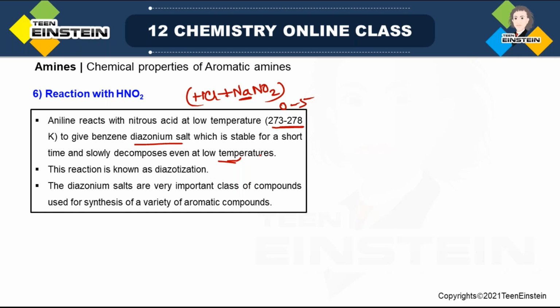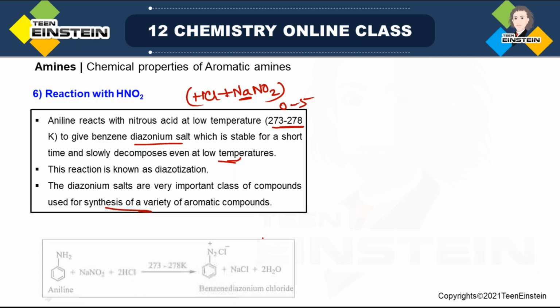Now this diazonium salt, though it is unstable, you cannot consider it as a final product. But remember, this diazonium salt can be the source of so many other varieties of aromatic compounds. So that is why it is so important. These diazonium salts are a very important class of compounds that are used for the synthesis of a variety of aromatic compounds. So what we do when we do this reaction and you get this diazonium salt, we do not isolate it because it is not possible, it is very unstable. In the same reaction medium, we just add the next reagent, which is required for the production of a variety of aromatic compounds.